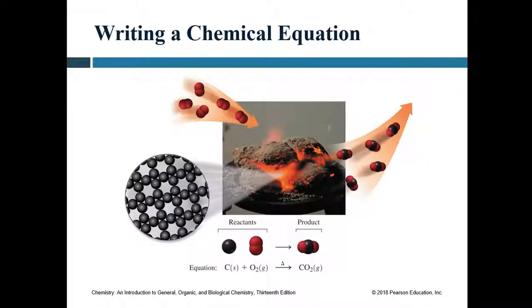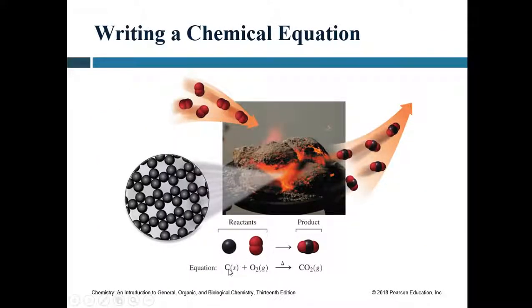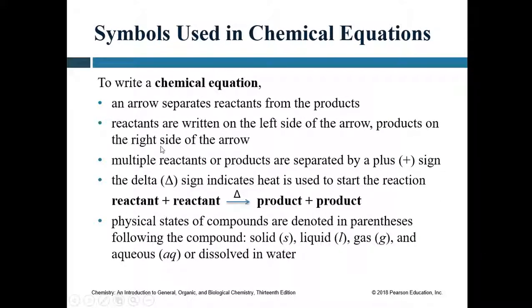So in writing a chemical equation, an arrow separates reactants from products. So let me go back and show you. You will notice we have this arrow that separates them. Reactants are written on the left side of the arrow and products on the right. If you have more than one reactant or product, they are separated by a plus sign. So let's go back here. You'll notice we have carbon and oxygen. So that's why we have a plus. So we have two of them reacting.